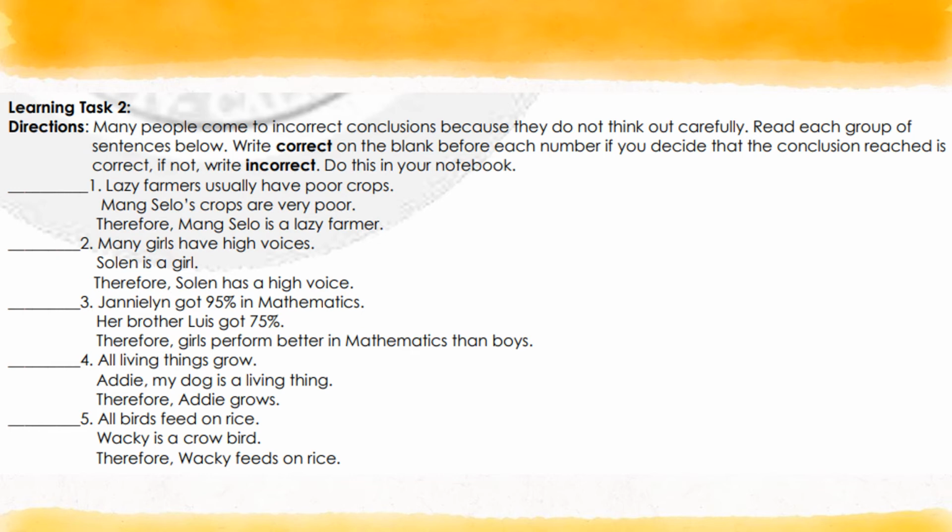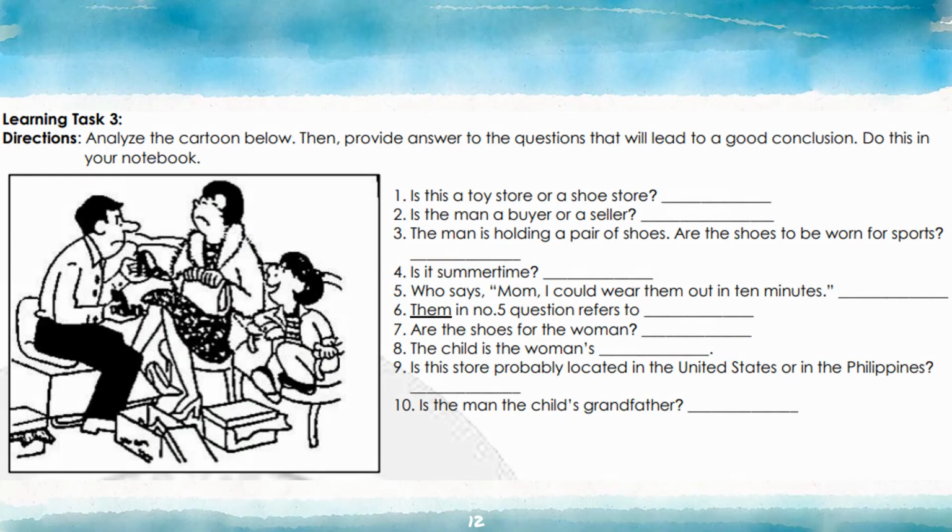Read each group of sentences below. Write correct on the blank before each number if you decide that the conclusion reached is correct. If not, write incorrect. Learning task number 3. Analyze the cartoon below. Then, provide answer to the questions that will lead to a good conclusion.